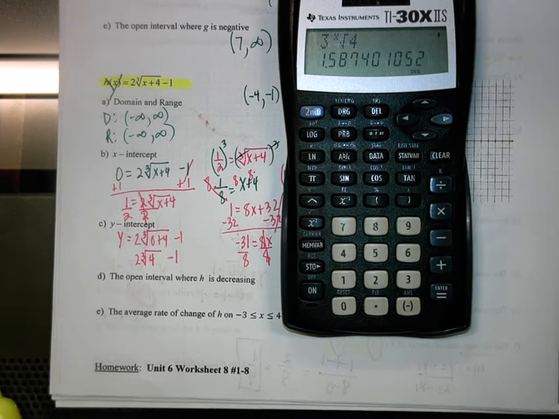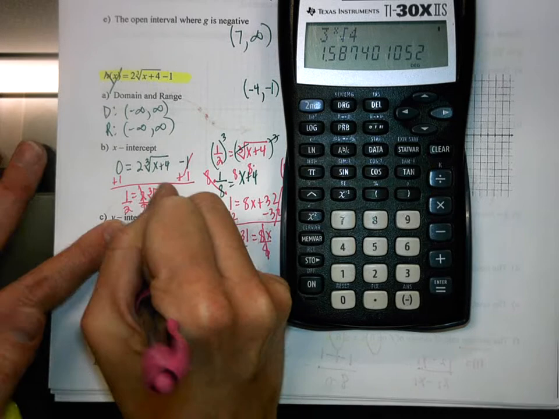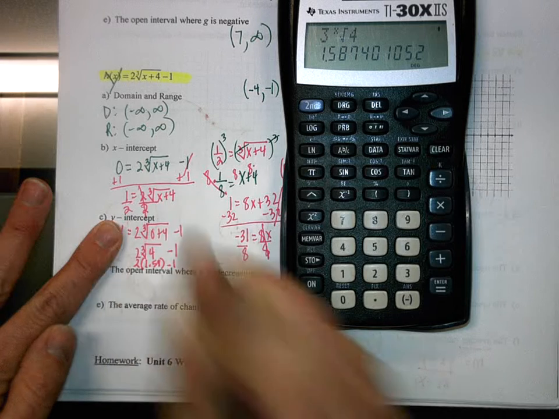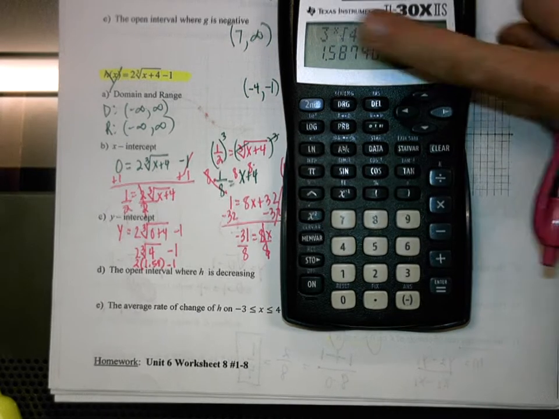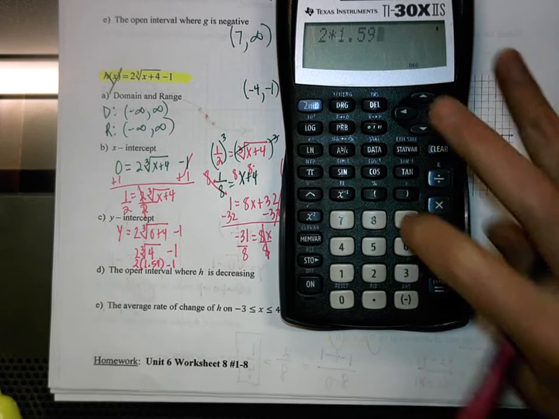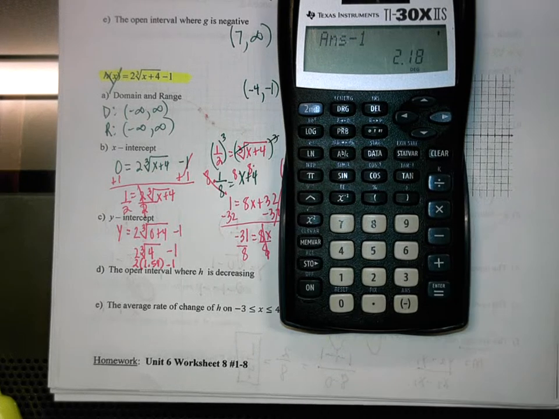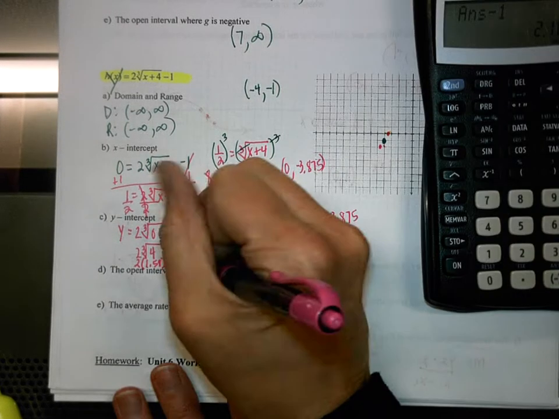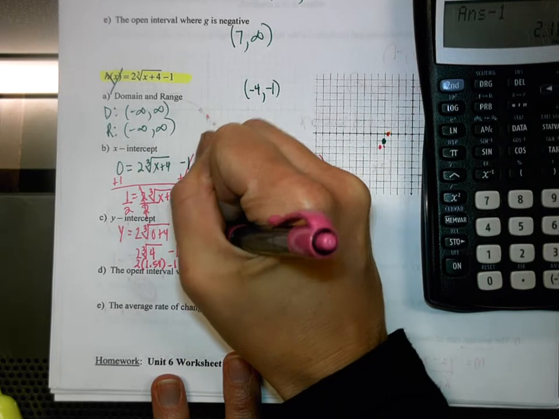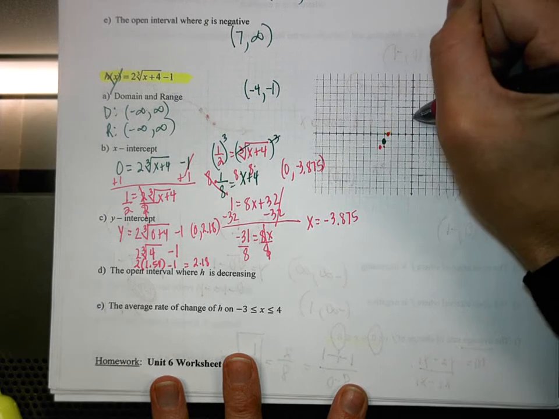If you're looking at this problem, this really is 2 times 1.59 minus 1. You could leave the answer how it is. I'm just going to clear it out and go 2 times 1.59 equals that, and then subtract 1, and I get 2.18. So my y-intercept is about 2.18. Up here, 2.18, so we're going up 1, 2, and a little bit.